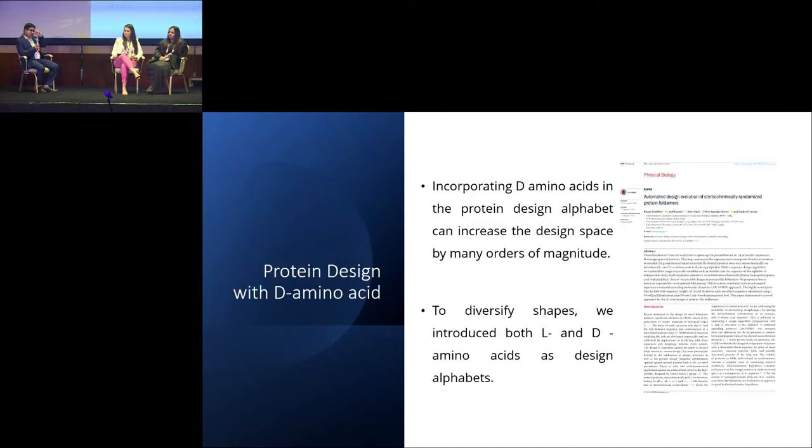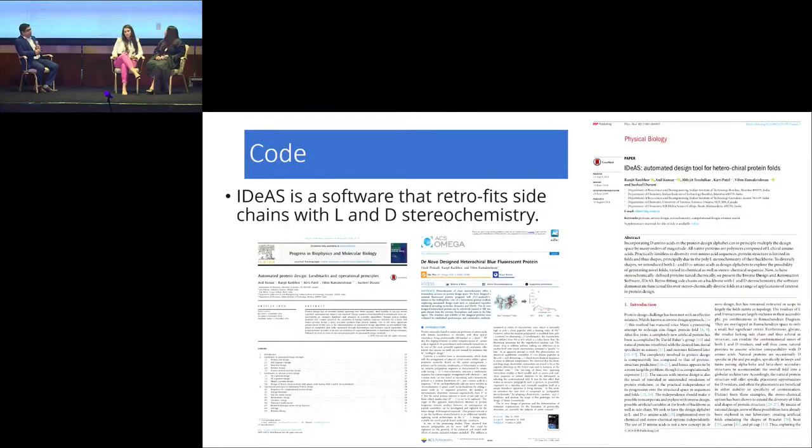Naturally, proteins are made up of all L amino acids. With that limitation, proteins are only found in two shapes: alpha helical structures as well as beta sheets. But if you introduce a D amino acid, which is an unnatural amino acid, into the protein structure, then there is a possibility of diversifying these fold structures. We have a couple of examples wherein we introduced D amino acid into a natural protein or a small protein peptide, and we designed the smallest heterochiral blue fluorescent protein using the state-of-the-art protein design software called IDEAS.